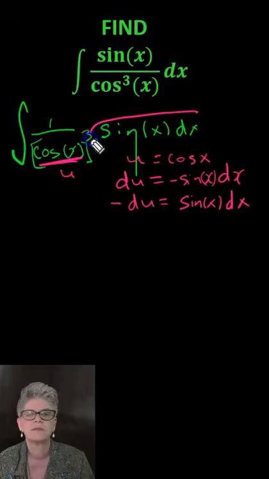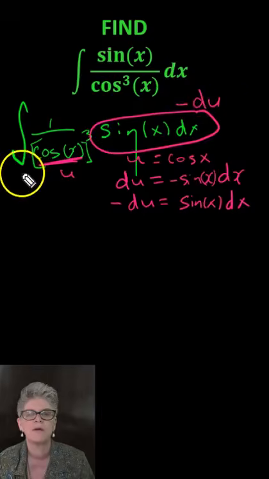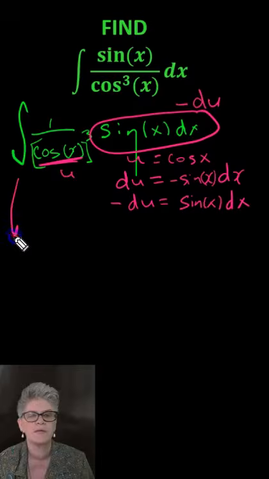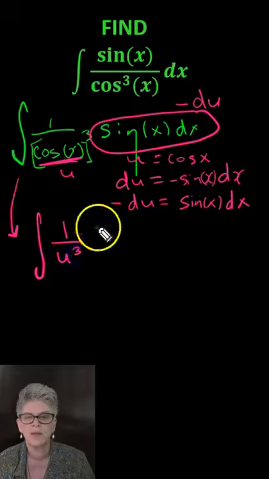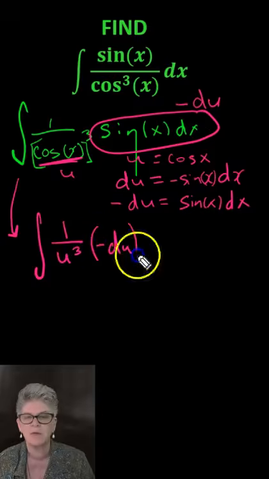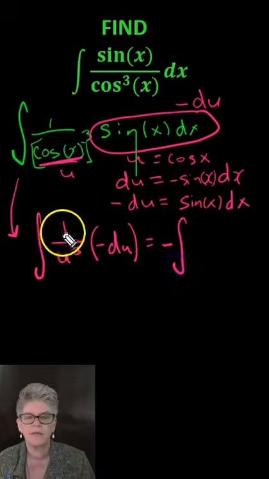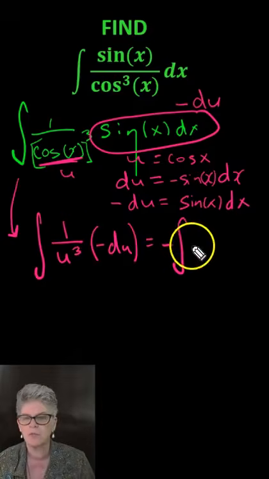So that now will be minus du, and so I can rewrite that green integral as 1 over u cubed times a minus du, and now I'm going to take that negative sign and put it out the front, and then instead of 1 over u cubed, I'm going to write u to the minus 3 power.